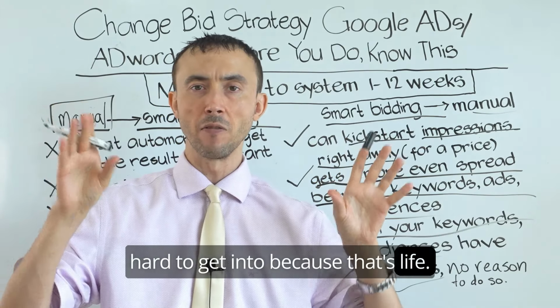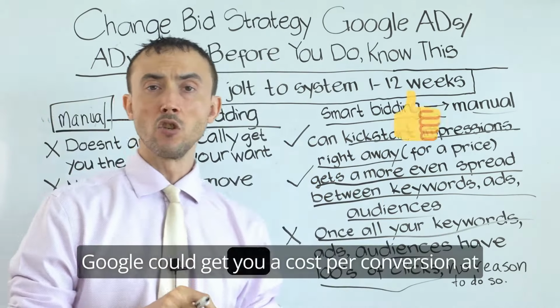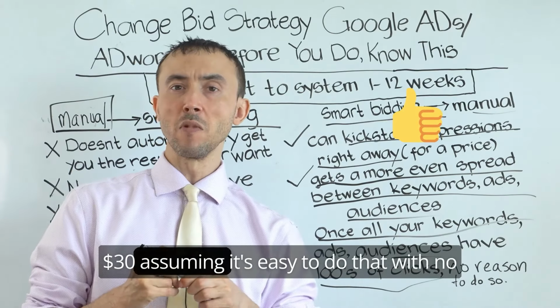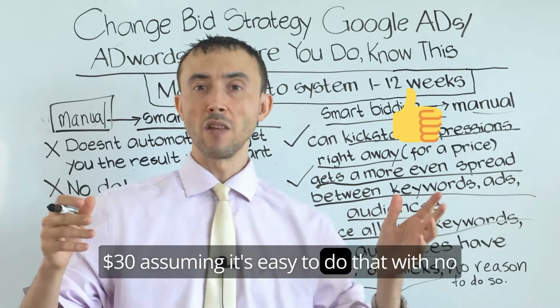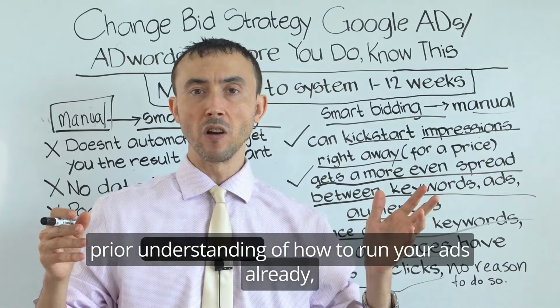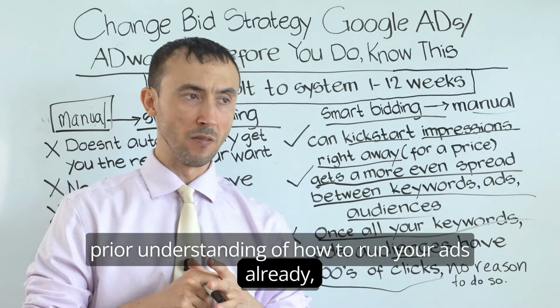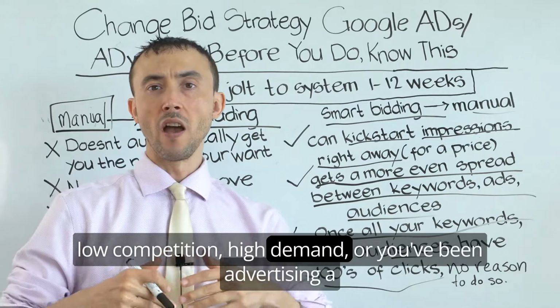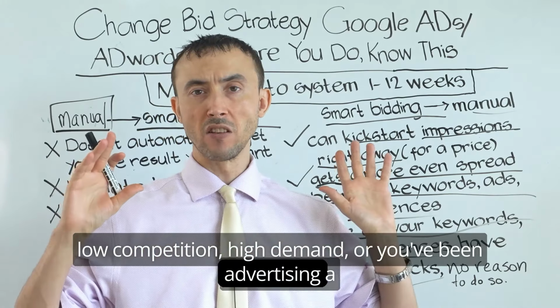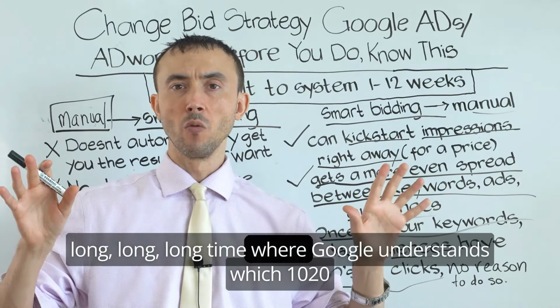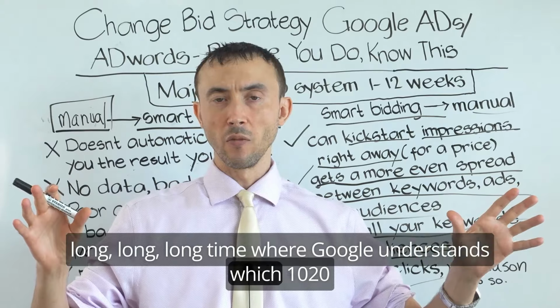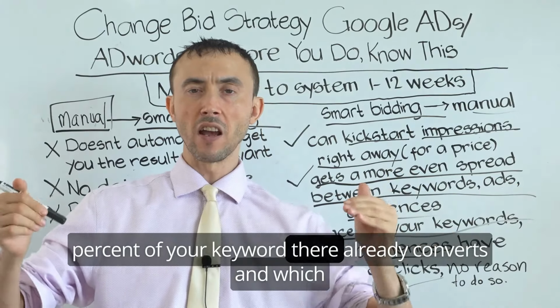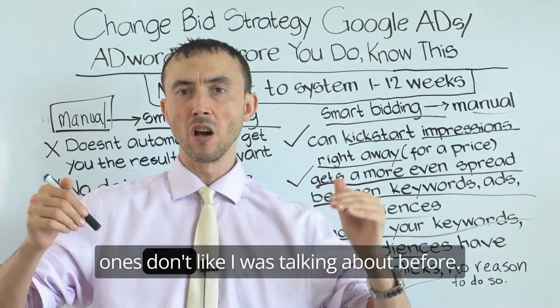Because that's life. Google could get you a cost per conversion at $30, assuming it's easy to do that with no prior understanding of how to run your ads already, low competition, high demand, or you've been advertising a long time where Google understands which 10-20% of your keywords already convert and which ones don't, like I was talking about before.